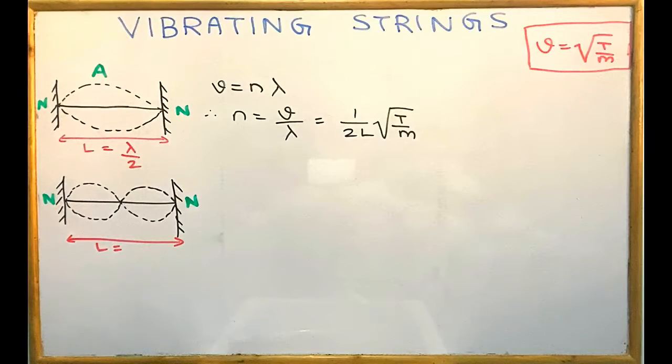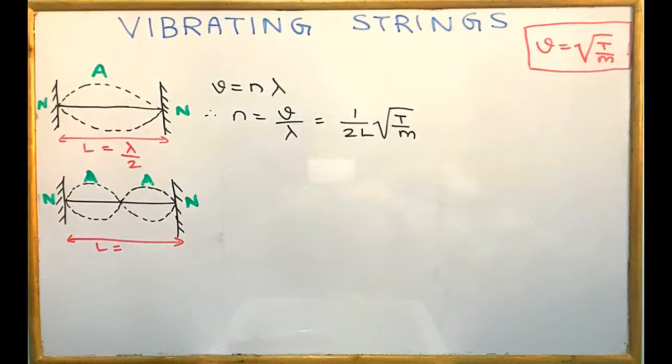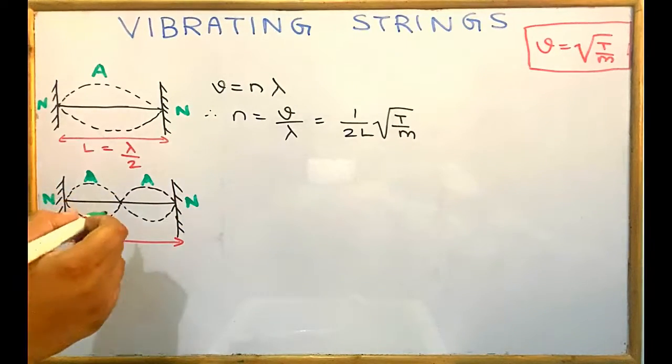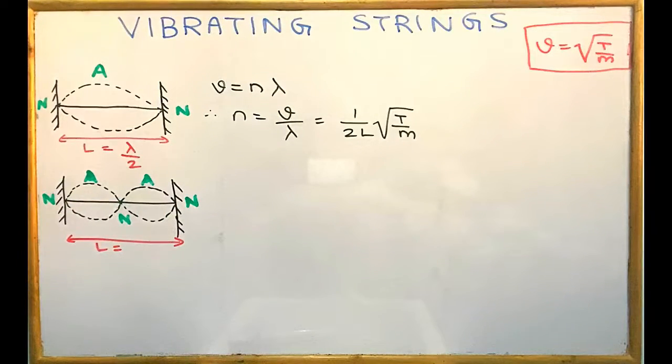Right? And very clearly you can now see that instead of one antinode, we have two antinodes in between. Two antinodes and two nodes. Two nodes are anyways needed, right? And there is one more node in between. Two nodes at the end and one in between. So there are three nodes and two antinodes. So now what can I say first of all about the length of the string?